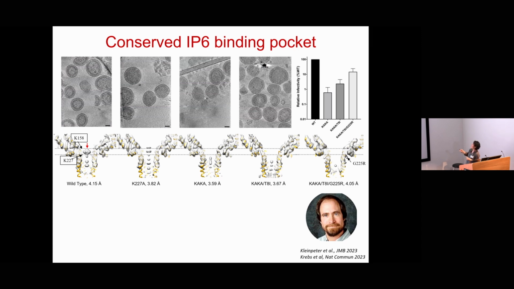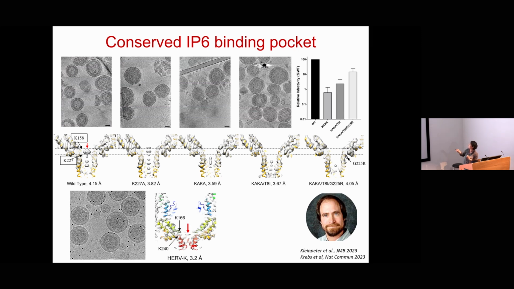So G225R recovers infectivity from those mutations, but it recovers in a way that does not recruit more IP6, but stabilizes mature assembly. This recruitment of IP6 in mature particles is actually highly conserved in most of the retroviruses. We studied a human endogenous virus called HERV-K, and we determined the structure and also saw this little density here with two lysines, also different sequences, two lysines coordinating this little IP6.